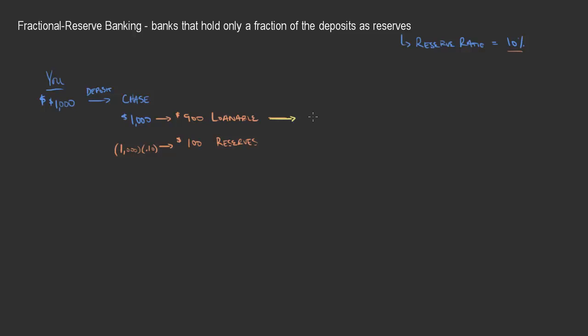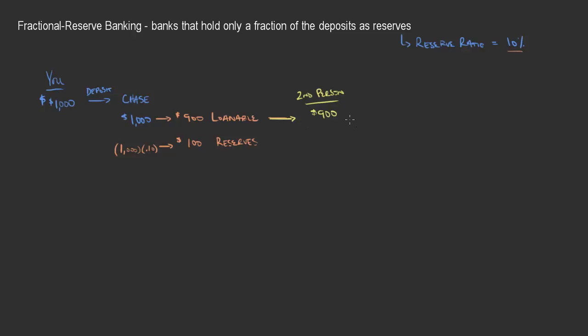So they now have $900 worth of loans, and we'll say that this is a second person. This second person is going to take out a $900 loan for some activity that they're doing. Maybe it's to help finance a car purchase or something like that. And so they now have this $900 and they have some sort of activity that they want to do with it. It's sitting in an account now for them.